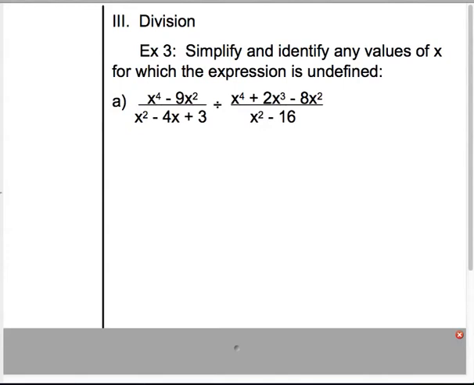Last example, we've got some dividing. Remember, dividing is just multiplying by the reciprocal. So the first thing I'm going to do is rewrite my problem, flip the second fraction, and change it to multiplication. And then it's exactly like the same questions we just saw.